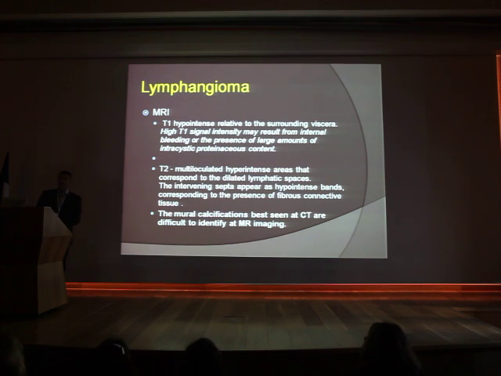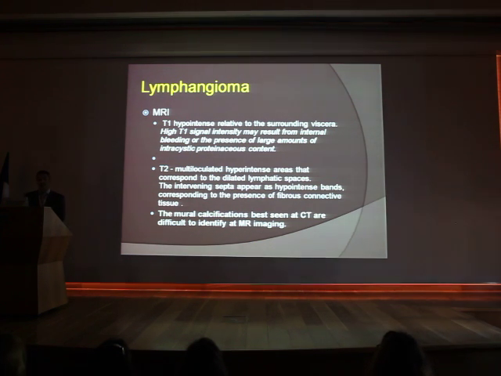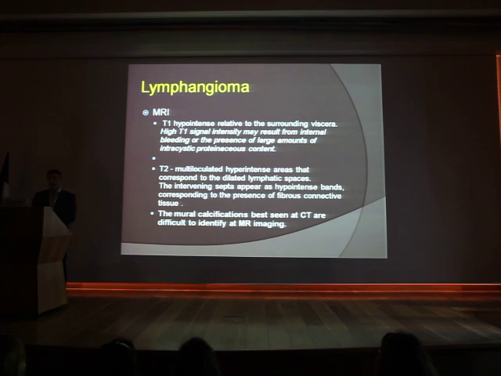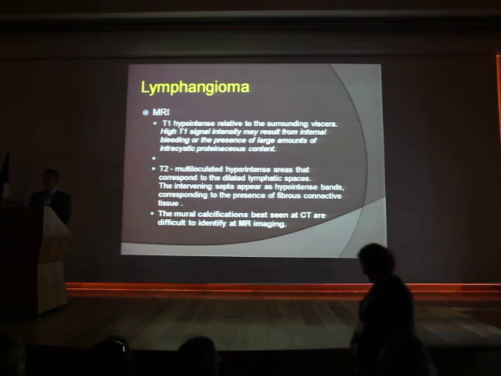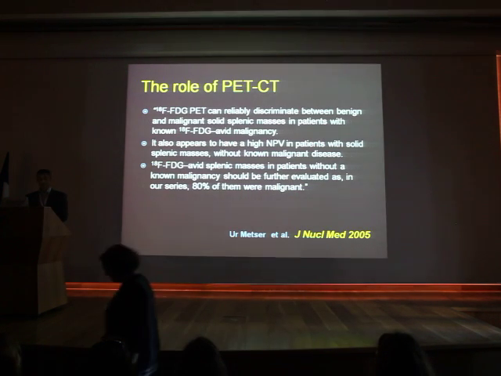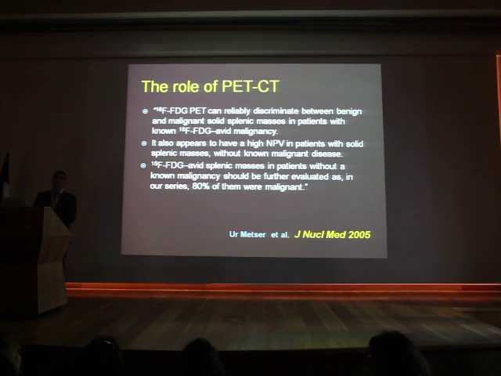On MRI, because there is some content within it, the signal intensity on T1 could be high. There might be bleeding in it, and on T2 we will see it as multiloculated, hyperintense areas, and those intervening septa would appear as hypointense. Unfortunately, I don't have an image for that, and the calcifications clearly are not going to be seen on an MRI. So, what is the role of PET-CT?